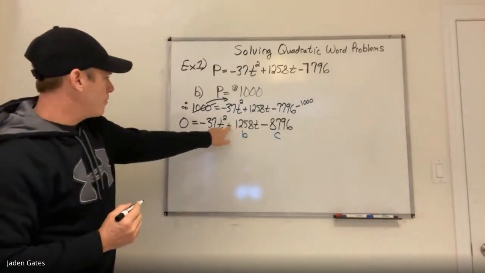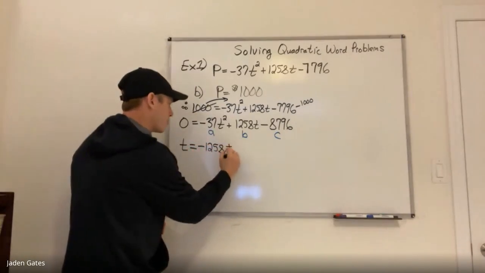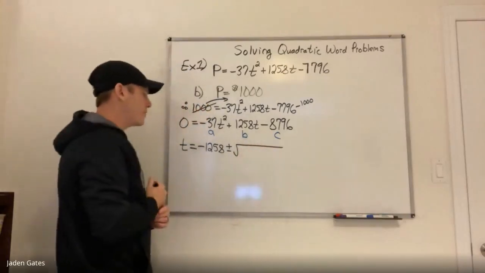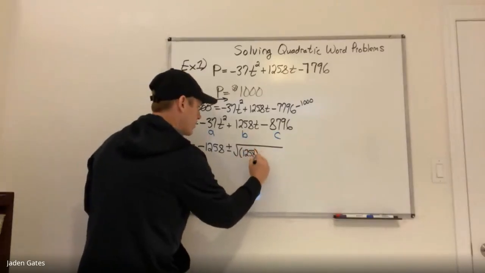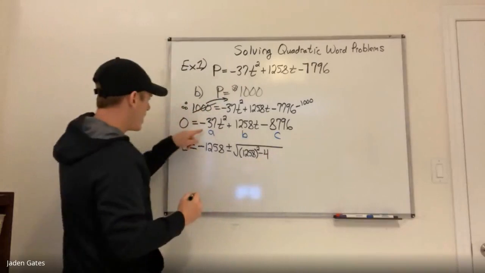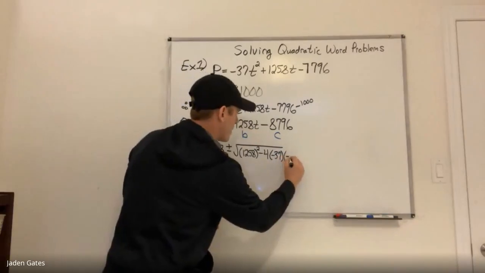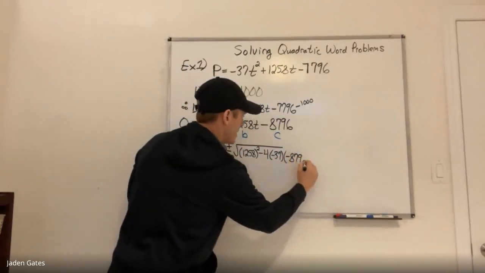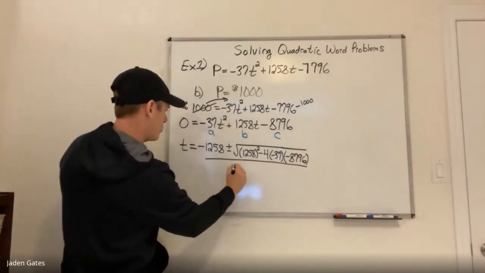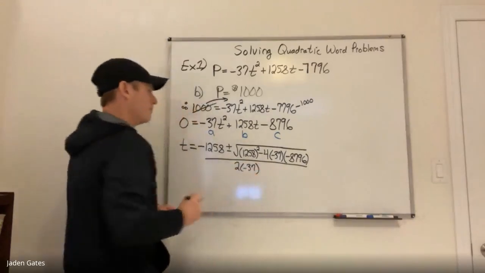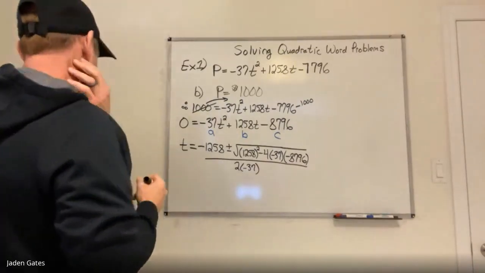Then a negative b, so b is positive, so it is actually going to be negative when I put it in the formula here. So negative 1258 plus or minus the square root of b squared. Ooh, that number squared. So I'm going to take 1258, square it, minus 4 times a, which is my minus 37, times my c, which is that big number, minus 8,796. And of course, all over 2a, so 2 times minus 37. All right, so we got some big, big numbers going on here. Let me see if I can simplify this somewhat.